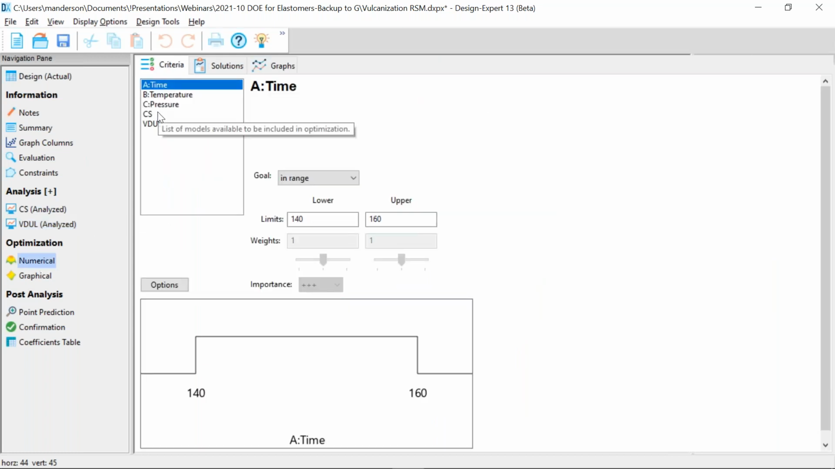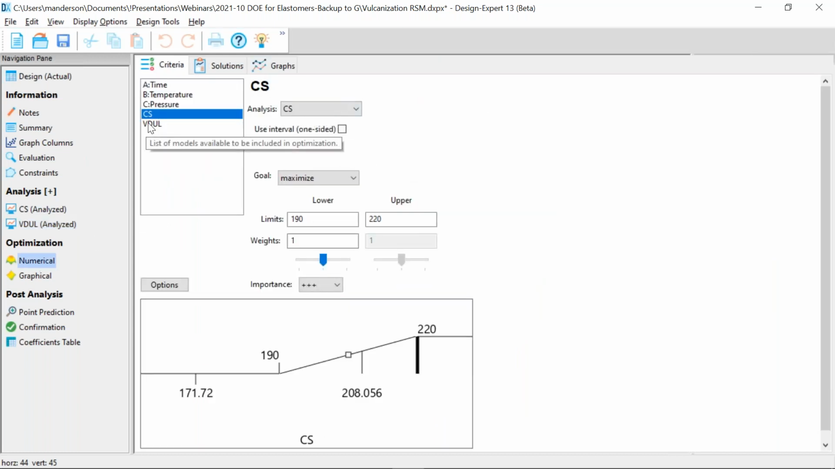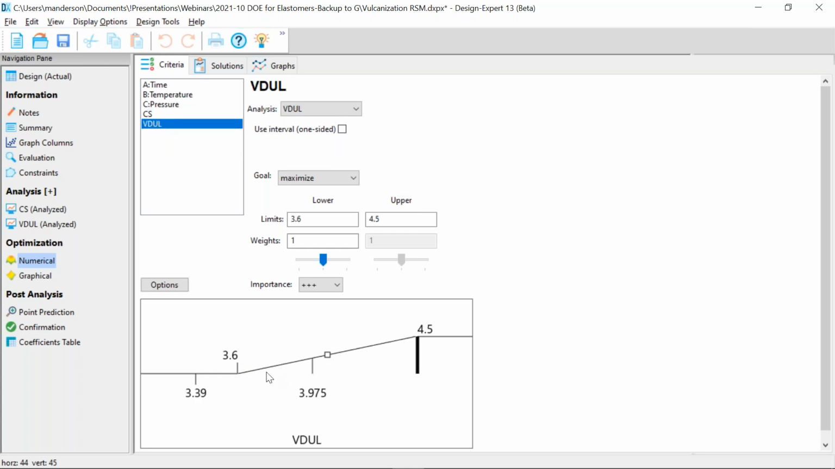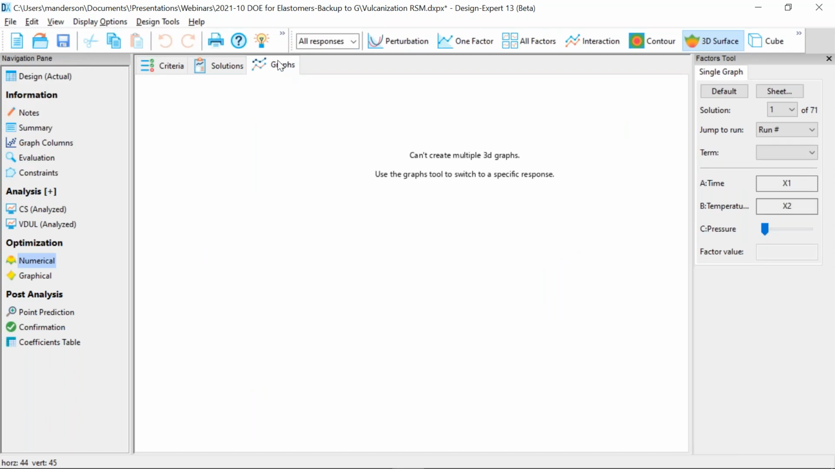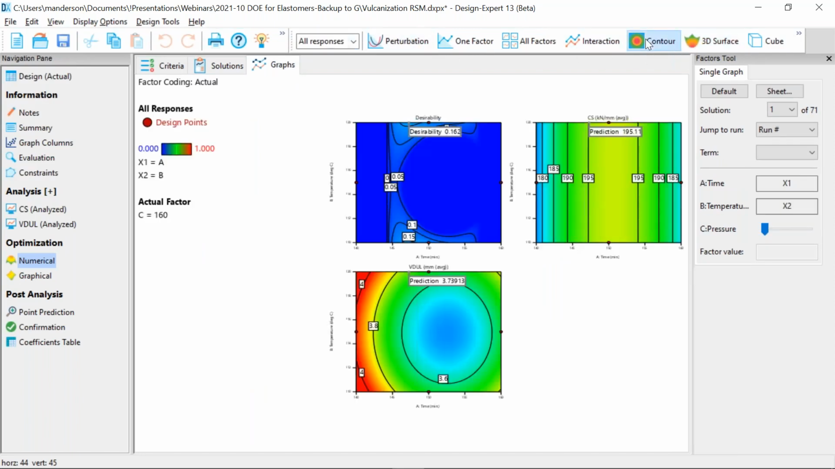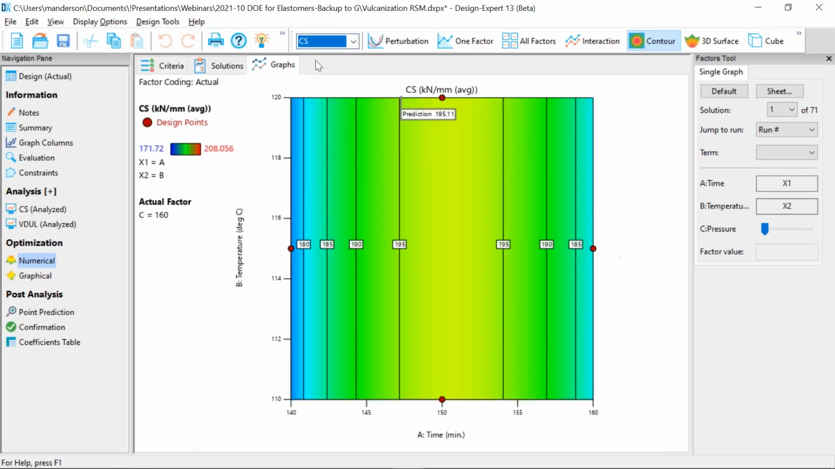So then in the end, I think you want to maximize both the CS and the VDUL. And I entered in 190 at the minimum because that was a customer requirement that they had on CS. And then the European standard for the VDUL was 3.6. And so then we get our solution, and it's somewhere high temperature, low pressure, and you can actually see some things here in terms of where it's located, relative to the two different responses, where that flag is set.